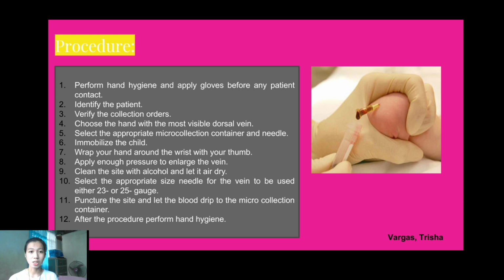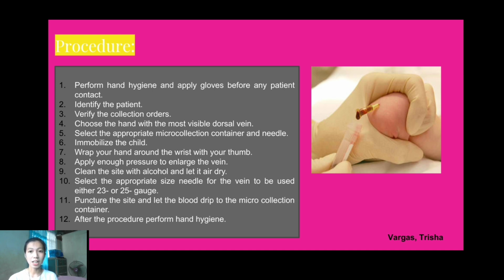Next is wrap your hand around the child's wrist as was done in step 7, wrapping your hand around the wrist with your thumb, holding the fingers of the patient in a relaxed fist, and your index finger must be placed on top of the wrist. Next is line up the needle with the selected vein and insert the needle at a 15-degree angle until blood fills the clear hub of the needle.